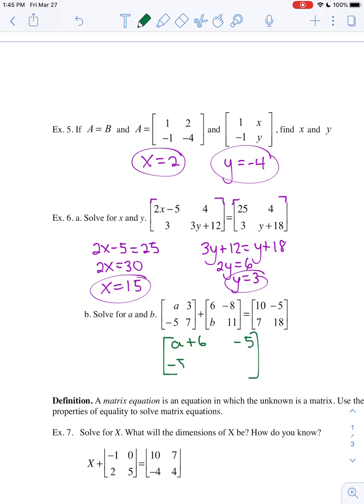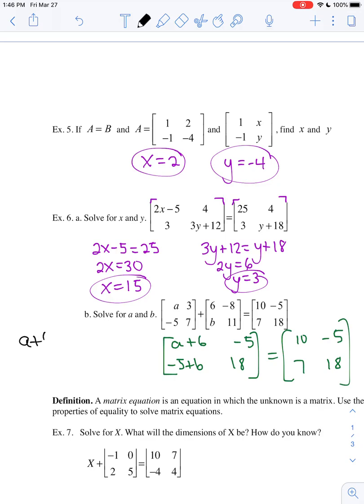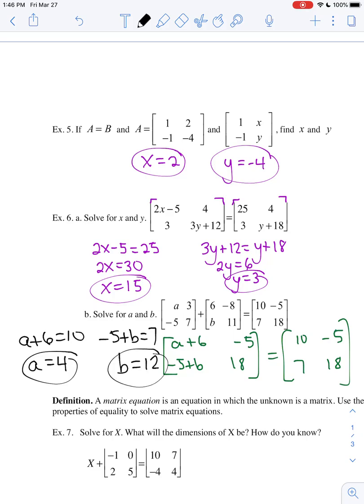So what I'm doing is this is addition. Negative 5 plus b and 18. And you actually could do that part mentally, and that would be absolutely fine if you did that mentally. So you're going to set this up as a plus 6 is 10 and negative 5 plus b is 7. Do you see I'm lining up the equivalent terms? So then a is 4 and b is 12. So that's really equivalent or equal matrices.